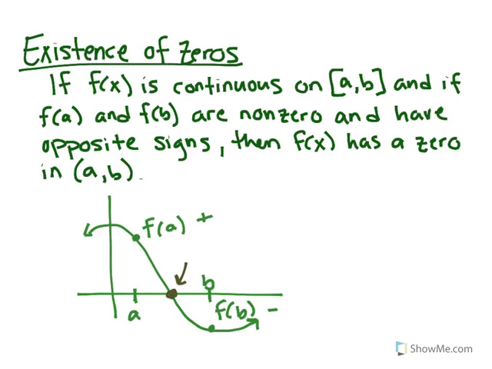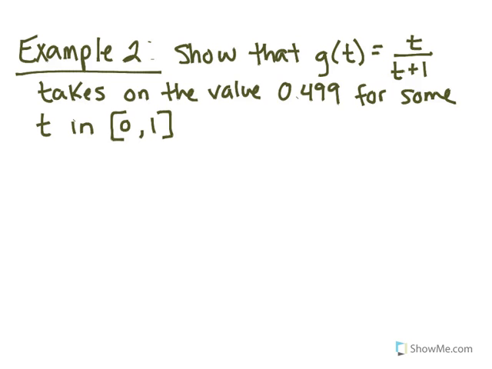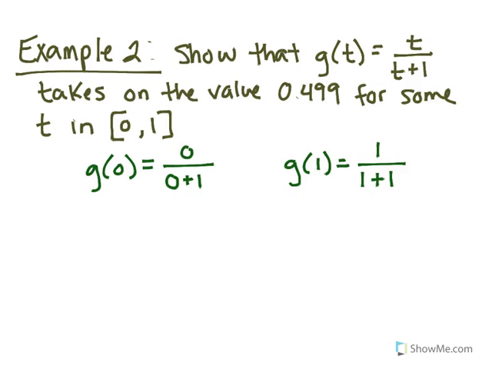So I want to make sure that I do another problem with you, just to make sure that you understand the IVT. So this next example is to show that g of t equals t over t plus 1 takes on the value 0.499 for some t within the interval 0 to 1. Now, of course, the first thing that we have to do is make sure that our function is continuous in between there and that our y values are different. So let's go ahead and do that first.